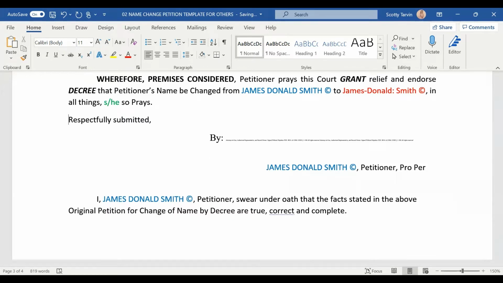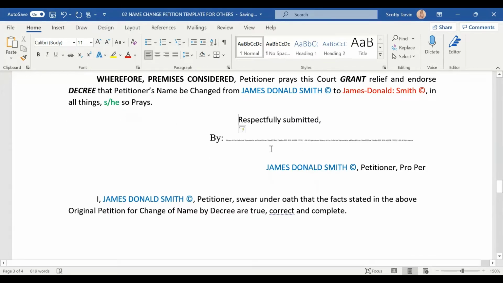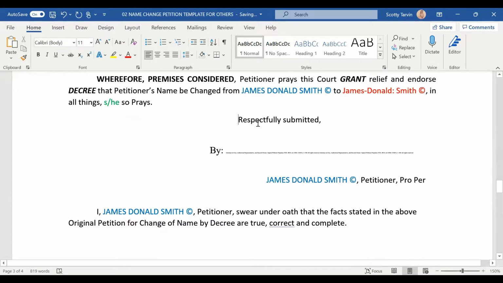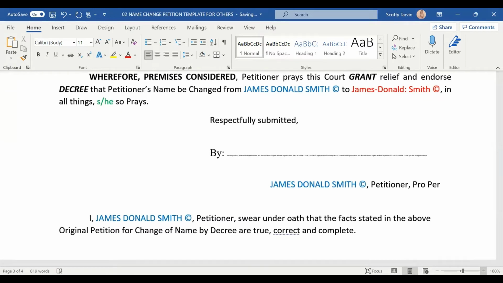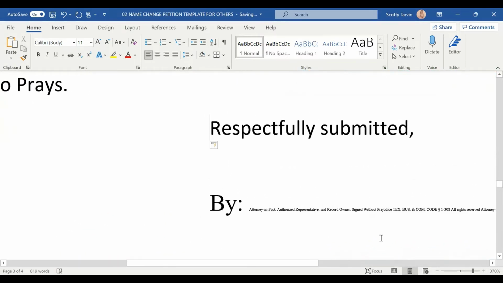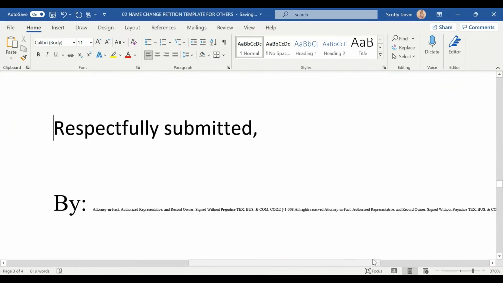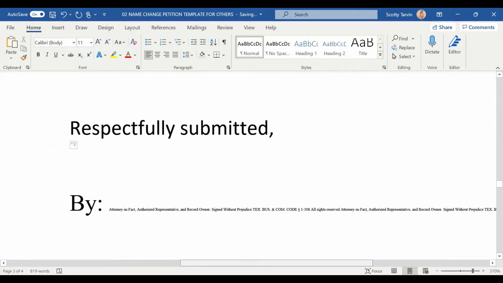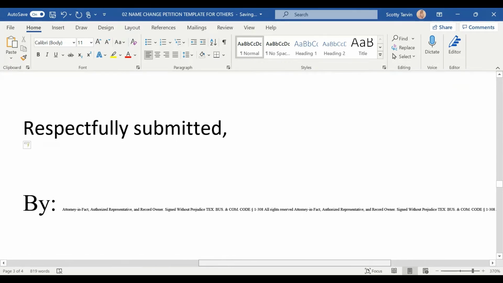All right. You still see that? Barely. Well, I know you can't read it. So we're going to blow it up for you so you can read it. This is called micro printing. This is what they do on the line where you sign your name with checks. There it says authorized representative, authorized representative, authorized representative. Attorney in fact, authorized representative, and record owner.